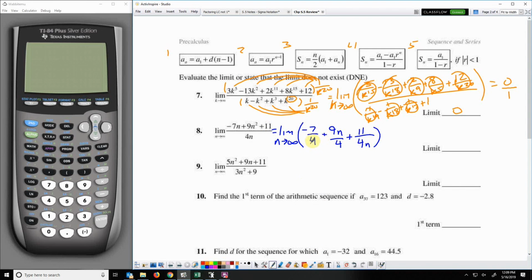Negative 7/4 does not have a variable, so it will stay negative 7/4. 9n over 4 has an n in the numerator. When n is in the numerator, this fraction is going to get bigger and bigger as n increases, approaching infinity. And then 11 over 4n, it's the denominator that's growing, so it approaches 0. Negative 7/4 plus infinity plus 0 is infinity, which means there is no limit, or the limit does not exist.